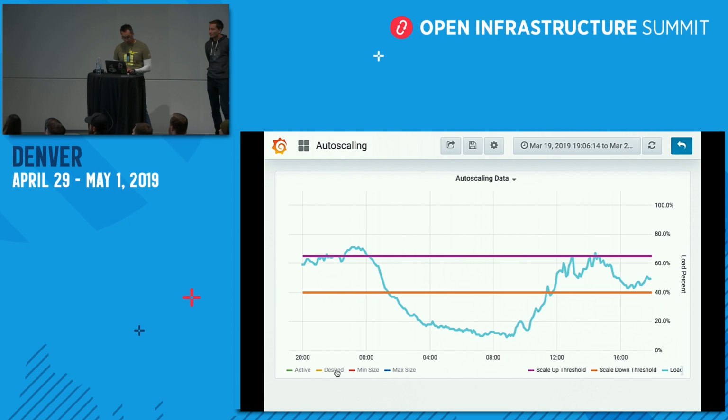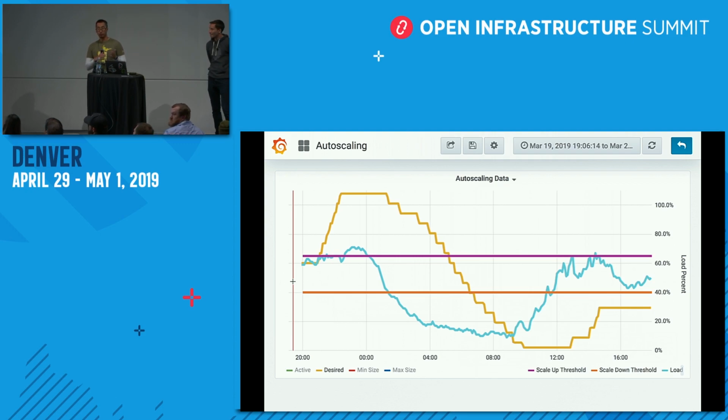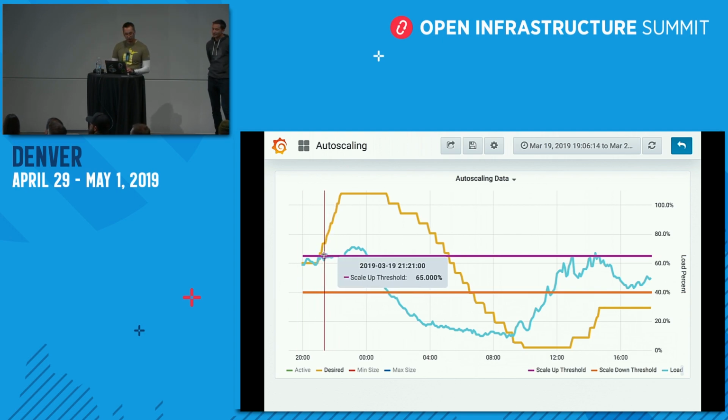And you can see that when I enable the number of desired nodes here, what I'm showing is the number of nodes that are requested by our autoscaling service to Senlin. So right here, when the load is spiking and going above the threshold, we start to scale up. And we continue to scale up until we hit a maximum size for the cluster. And when the load goes below the scale down threshold, we start to scale down the number of nodes. And the cycle repeats itself.